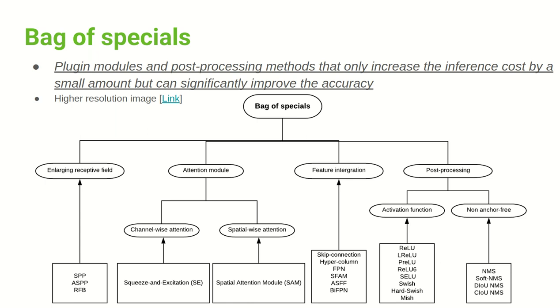For example, we have the enlarged receptive field, the SPP, which is used in YOLOv4. And nowadays, a lot of different attention models are used, starting from the channel-wise attention model, which is squeeze and excitation, or a spatial-wise attention model, which is the spatial attention model used in YOLOv4. Later, we'll also cover this part. And there is some feature integration like FPN or skip connection, and also post-processing with different activation function selections and non-maximal suppression.